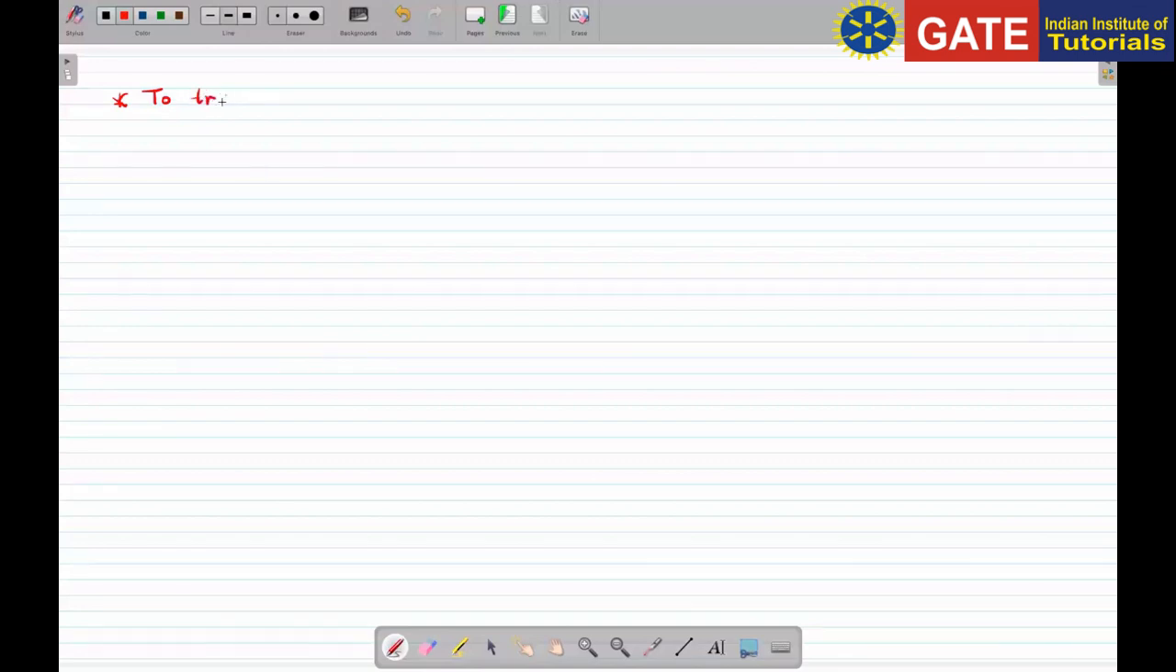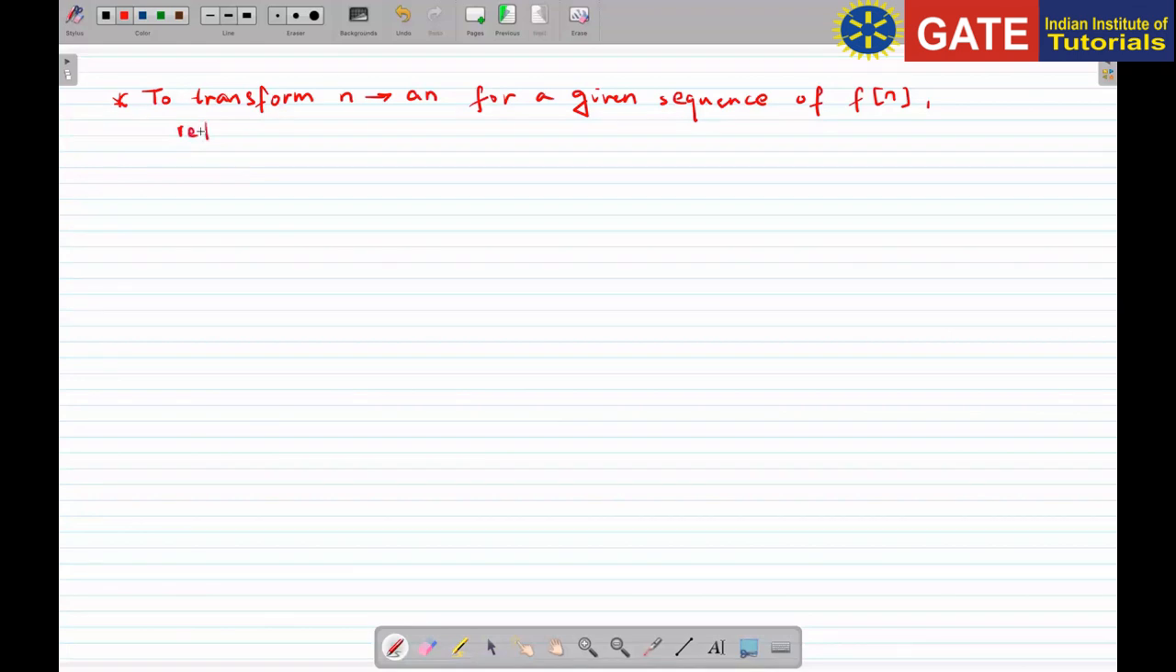To transform n to an, okay, for a given sequence f of n, then retain the sample.